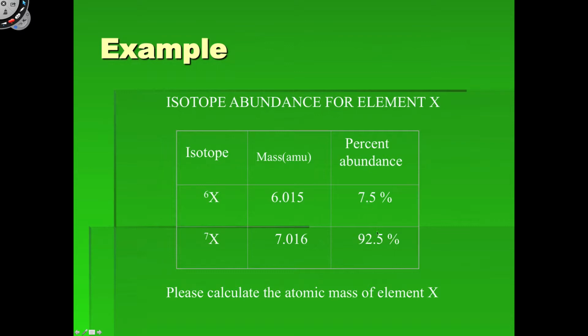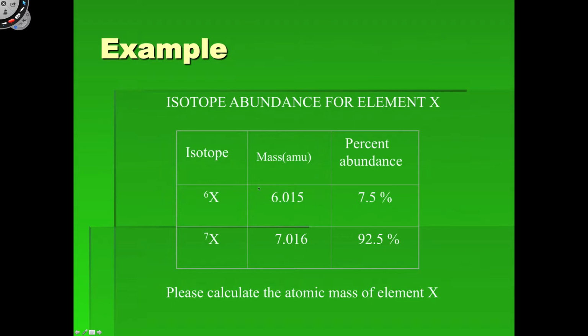So what would that tell you about the average? Well, if it's a weighted average, and it's weighted 92.5%, quite a bit in this direction, then our overall average is going to be closer to 7.016 than it is to 6.015. If the numbers were flipped, 92.5 up here, 7.5 down here, then the overall average would probably be closer to 6. All right, so let's calculate the value.